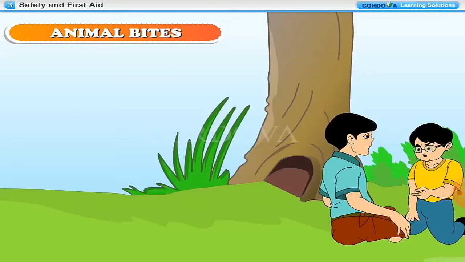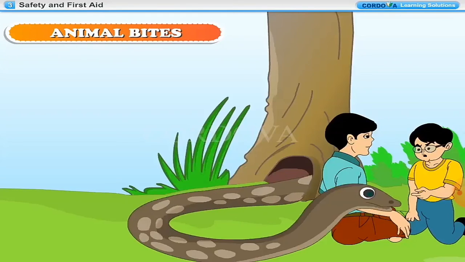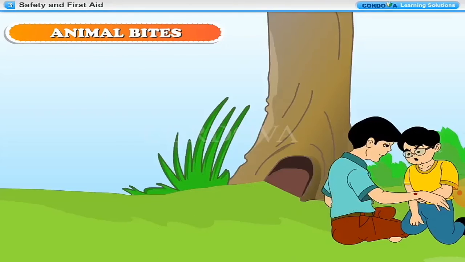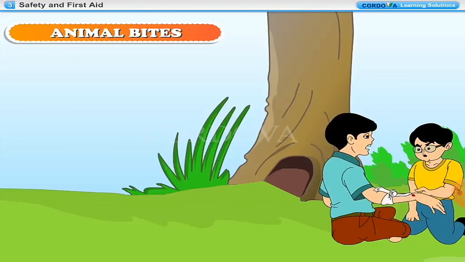When a poisonous snake such as cobra or krait bites someone, it injects poison into the victim's body. This poison injected by the snake travels through the blood and affects the heart. In case of a snake bite, do the following. Do not move the victim. This is because movement will cause the poison to spread faster in the victim's body.